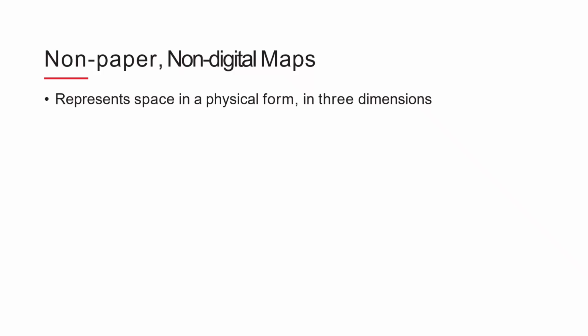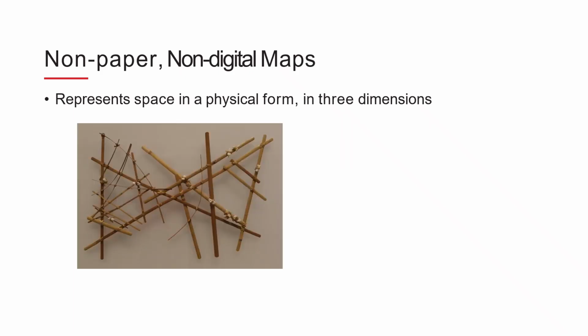Maps also don't need to be strictly on the page or on the screen or on a globe for that matter. Here are 2 examples of maps that represent space in a physical form in 3 dimensions. The first is a Marshall Islands stick chart. These were used back in the day by Micronesian sailors to represent and memorize ocean currents before going on a canoe trip. The sticks and intersections represent patterns of movement on the water, so that once the sailors were in the canoe, they would know how to get around by feeling their environment.